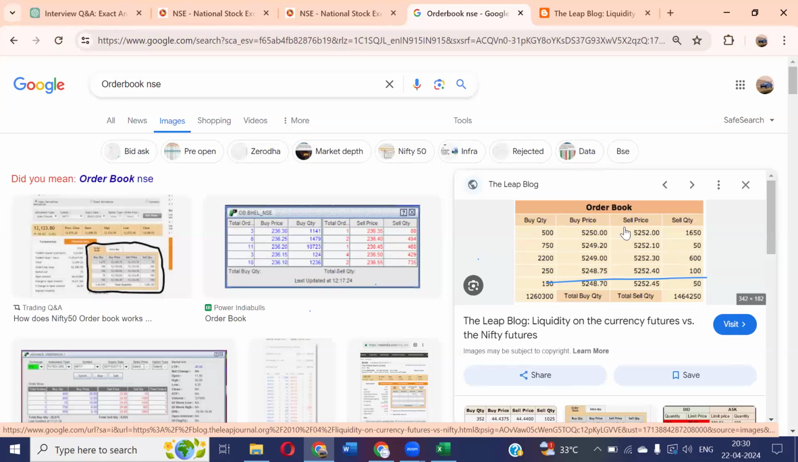In this order book scenario, no, it is not executed. Why won't it execute? The same price will not be there for selling. The same price is not there. Even less than that, 5250 is not available, though sellers are ready to sell.